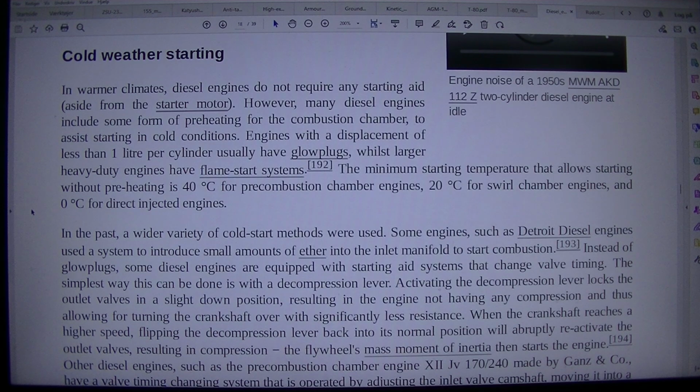192. The minimum starting temperature that allows starting without preheating is 40 degrees Celsius for pre-combustion chamber engines, 20 degrees Celsius for swirl chamber engines, and 0 degrees C for direct injected engines. In the past, a wider variety of cold start methods were used. Some engines, such as Detroit diesel engines, used a system to introduce small amounts of ether into the inlet manifold to start combustion.